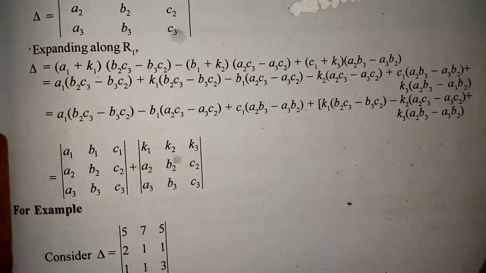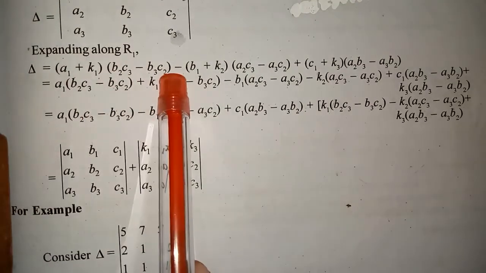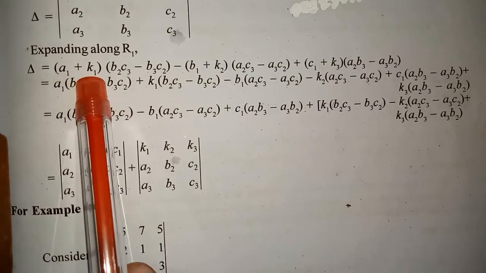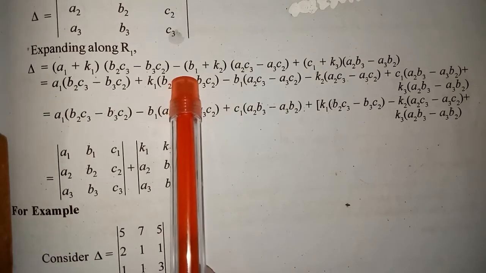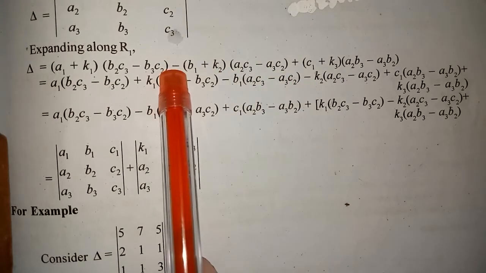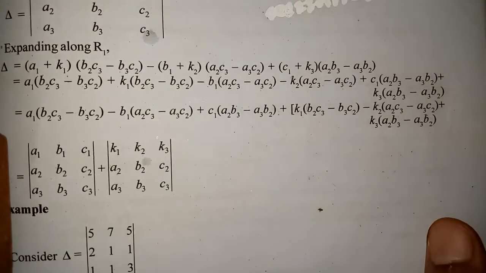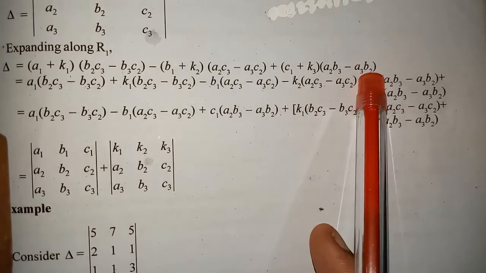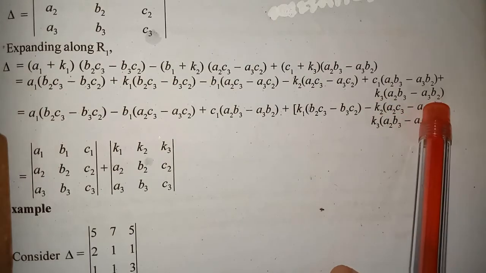Alright. Now I am opening the brackets. Can you see that? So A1 will go with this full term. K1 will go with this full term. Minus B1 will go with the full term. And minus K2 will go with the full term. Same way, C1 will go with this bracket, plus K3 will go with this bracket.